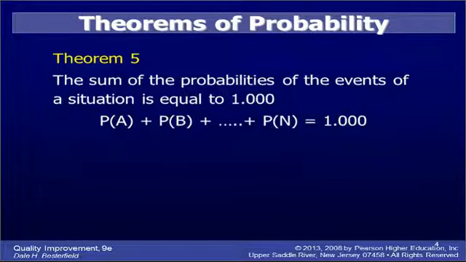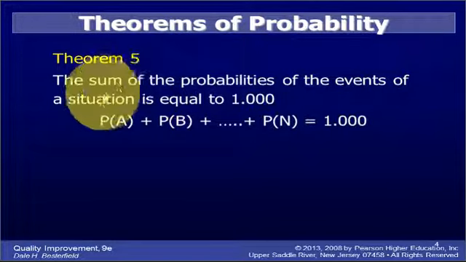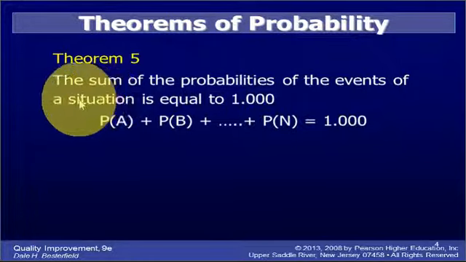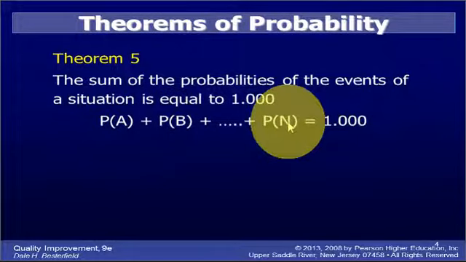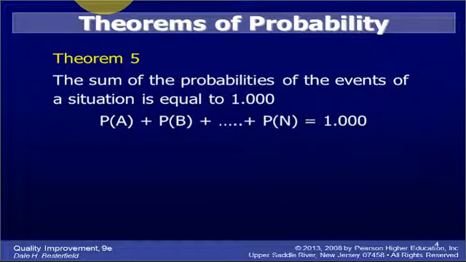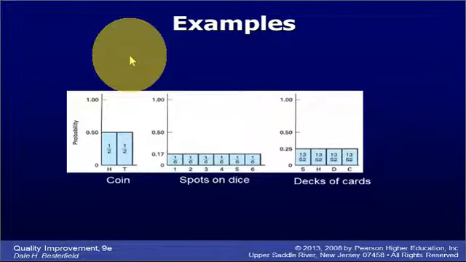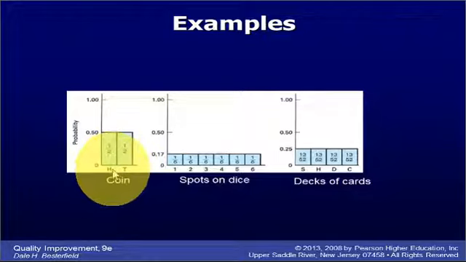Theorem 5 states that the sum of the probabilities of the events of a situation is equal to 1. This is like when you implement an experiment, then you are facing a situation that can be divided into mutually exclusive events, and therefore the sum of all these possible events will be 1. So Theorem 5 has a very intuitive interpretation. For example, if you toss a coin, then the probability of getting a head plus the probability of getting a tail is 1, right? 1/2 plus 1/2 is 1.